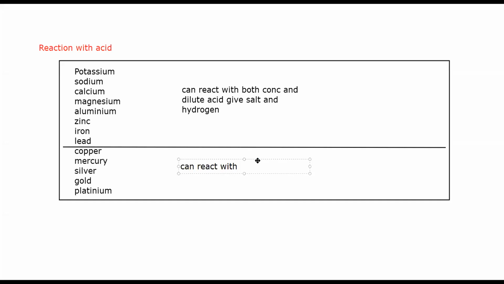So reaction with acids: potassium, sodium, calcium, magnesium, aluminum, zinc, iron, and lead. These elements can react with both concentrated and dilute acids, and as a result, they give salt and hydrogen. But the least reactive metals can react with concentrated acids only. And concentrated acids are not used in the lab because they are highly corrosive. So they can react with concentrated acids only.